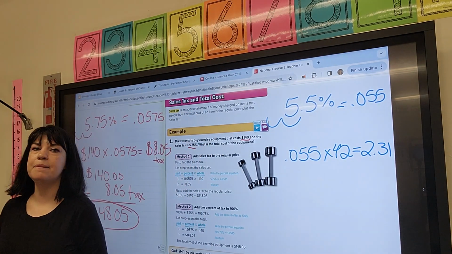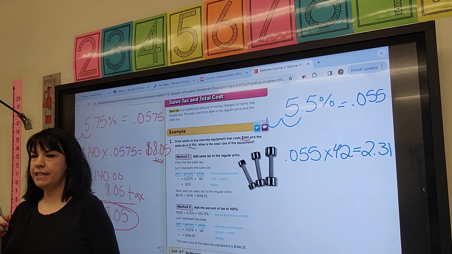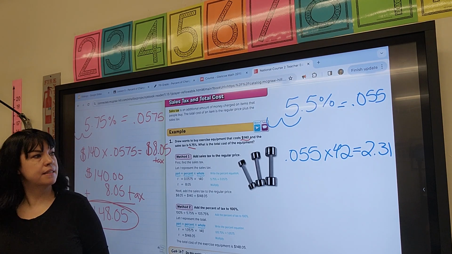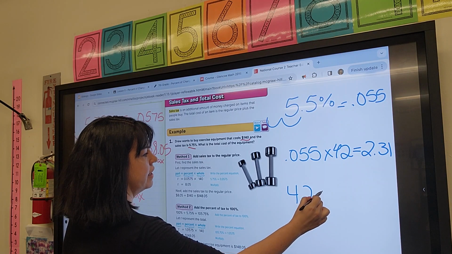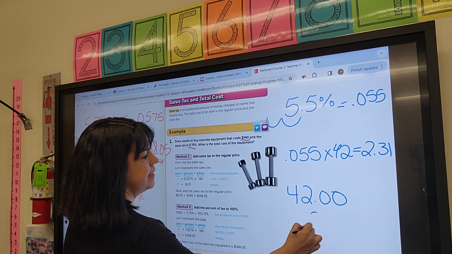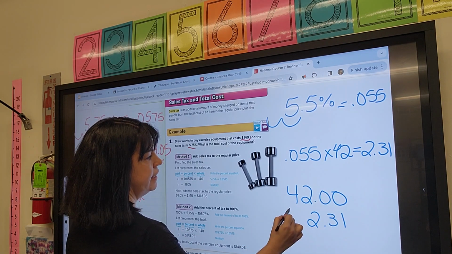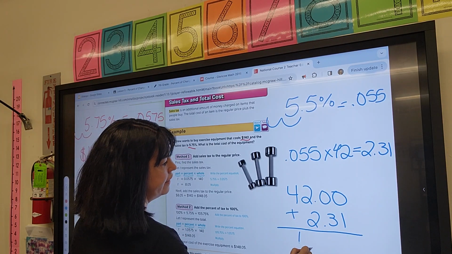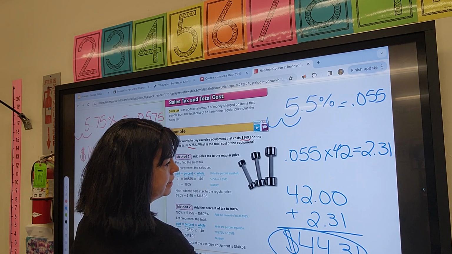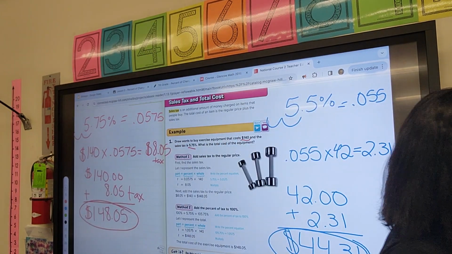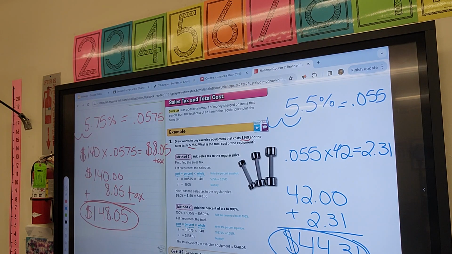What's the last step? Blake? Add 42 plus 2.31. Right. So we add the cost of the sweatshirt plus the sales tax, and we get $44.31. Okay? And I wrote these right here on the board for you guys too. So if you forget, your steps are right here, and you can look right up there.